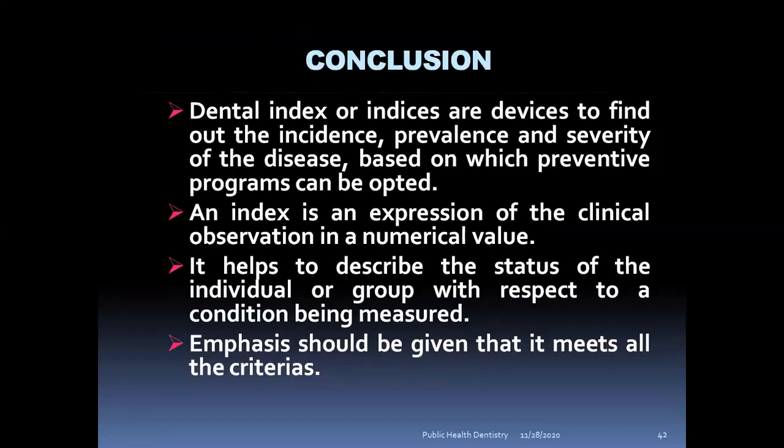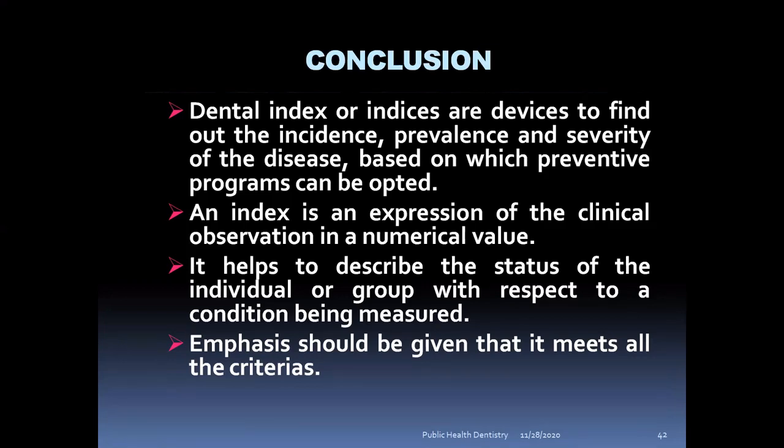Now moving on to the conclusion: DMFT and other indices are devices to find out the incidence, prevalence, and severity of the disease. Incidence is the number of new cases reported of dental caries. Prevalence is, let's suppose you go into a class of 100 people and see that 60 people are affected by dental caries, so the prevalence comes out to be 60. If you go again after 3 months and see that 2 more cases have developed dental caries, the incidence becomes 2 and the prevalence becomes 62.